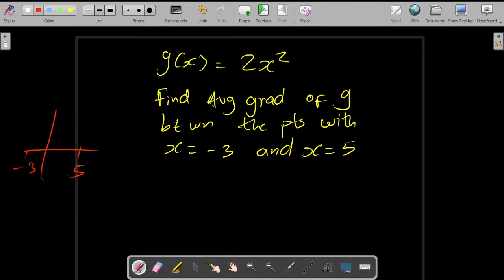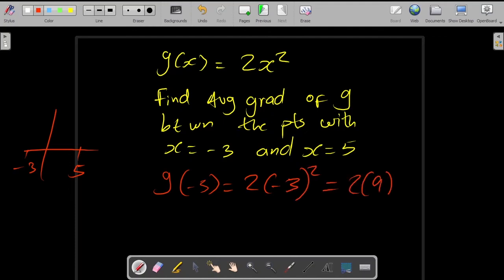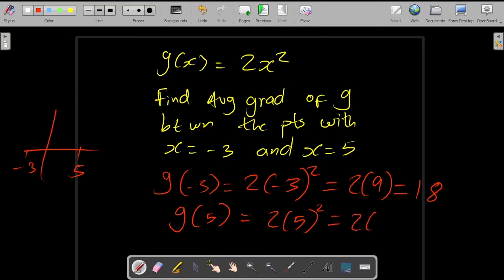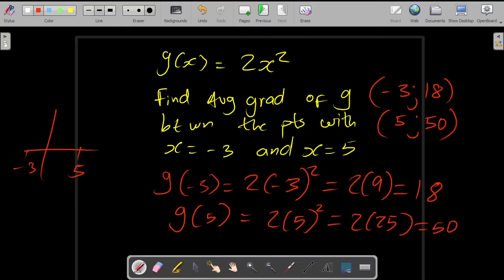So what are these points that we're talking about? If you were to talk about these points in terms of coordinates, you basically say g of -3, actually. And that would be, basically, substitute this to get 2 multiplied by 9, which is 18. And g of 5 would be 2 times 5 squared, which is 2 multiplied by 25, which is 50. So writing these 2 points as coordinates, you'd have -3 as your x coordinate and 18 as your y coordinate. Then you'd have 5 as your x coordinate and 50 as your y coordinate.